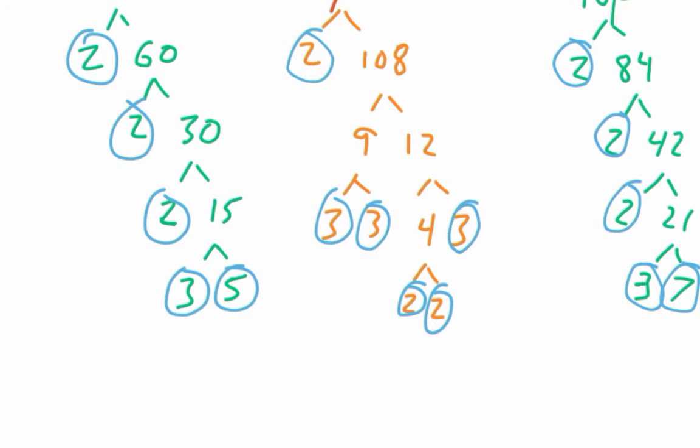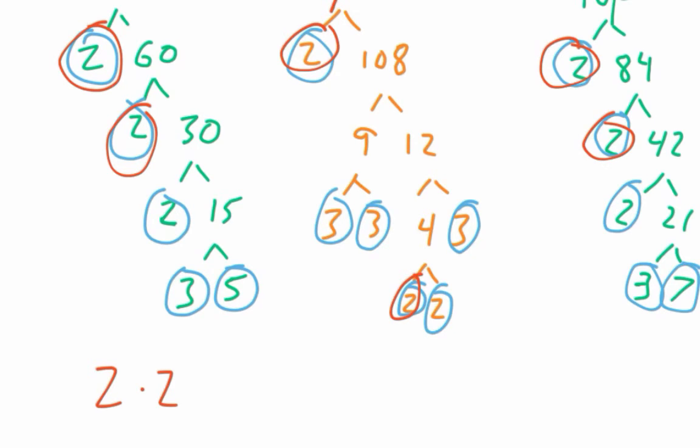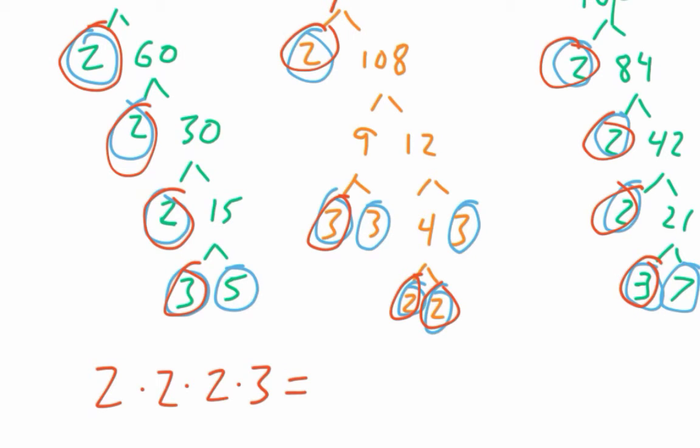So now there's 3 2s in all of them. So I have 1 2 in all of them. So a 2, a second 2, a third 2 in all of them. What else is in all of them? 3. We have 1 3, 1 3, 1 3. So 2 times 2 times 2 times 3 is 24. So 24 would be the greatest common factor.